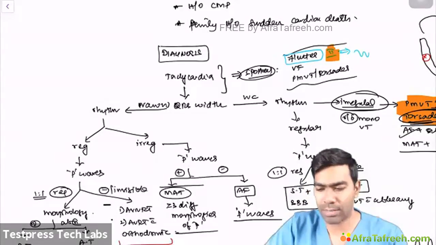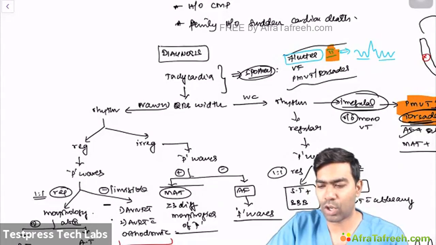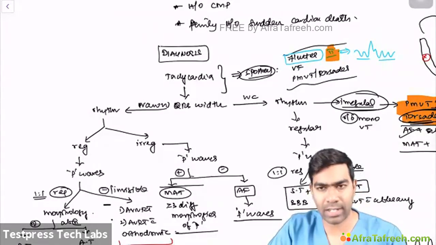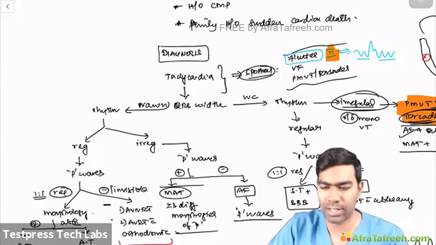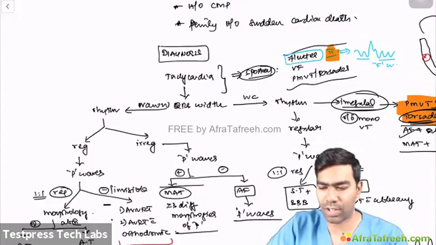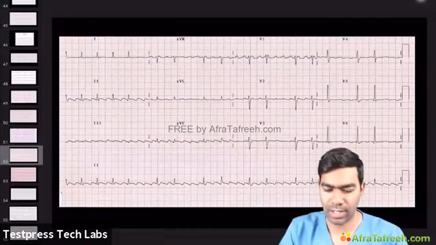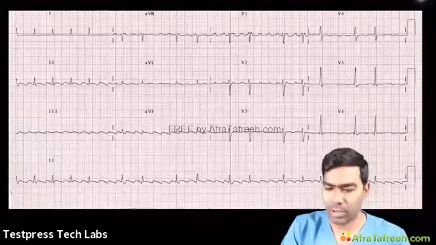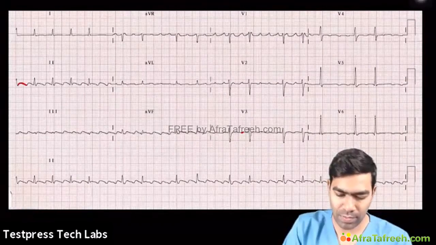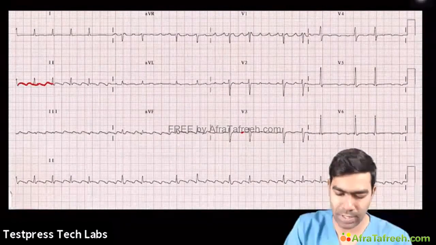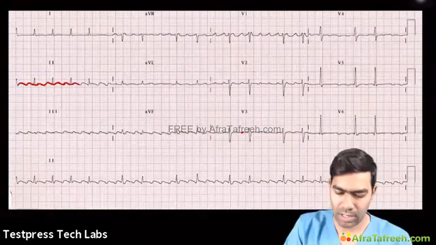And if you see this kind of sawtooth baseline, this will not be seen in any other conditions. These are called flutter waves or sawtooth waves, so then it's an atrial flutter. So come back to the ECG and see. You won't be able to see this kind of pattern anywhere. So these are the flutter waves we are dealing with. These are regular flutter waves basically.